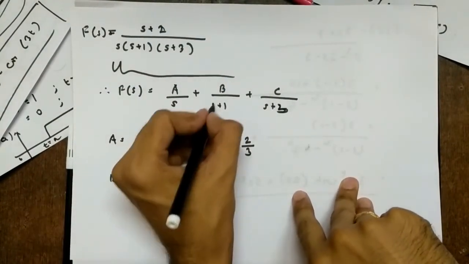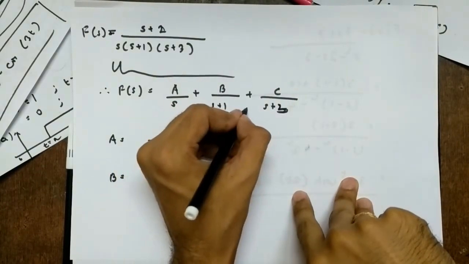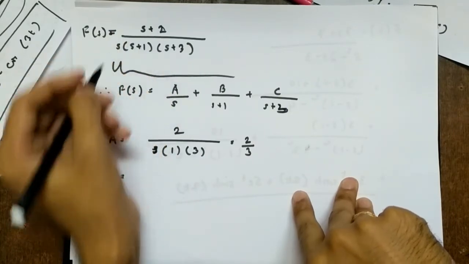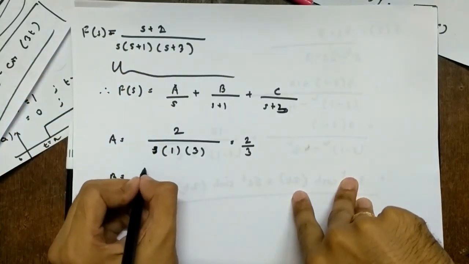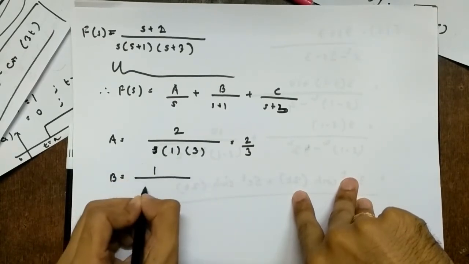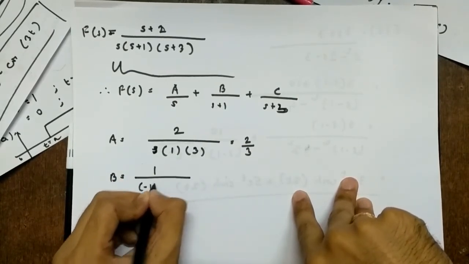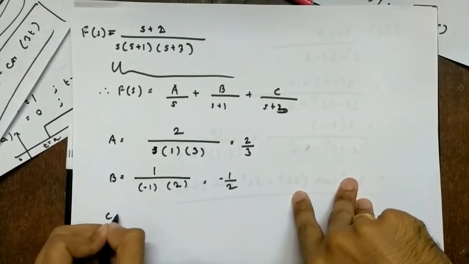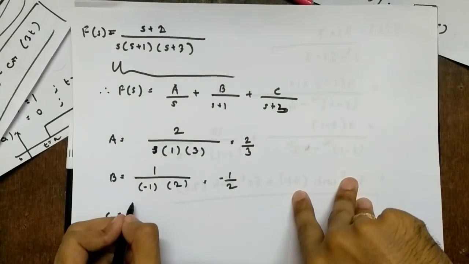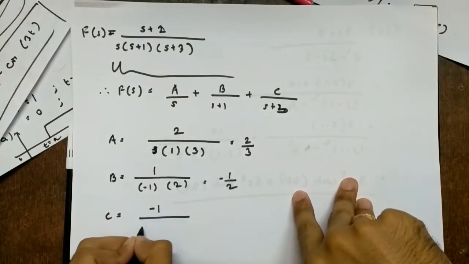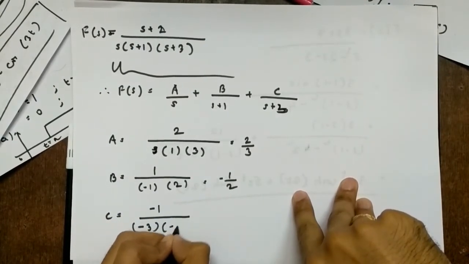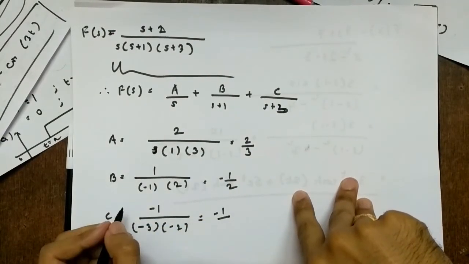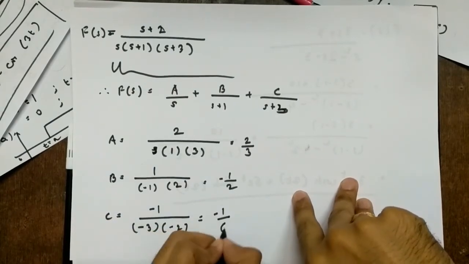So then B, what is the denominator? s plus 1, equate it to 0, so s is minus 1. Substitute minus 1 everywhere, again skipping s plus 1. So B equals, with s minus 1, 1 upon minus 1 into 2. So this is minus 1 by 2. So that is B. Then what is C? s is minus 3. So minus 1 upon minus 3 into minus 2. So it is minus 1 by 6.